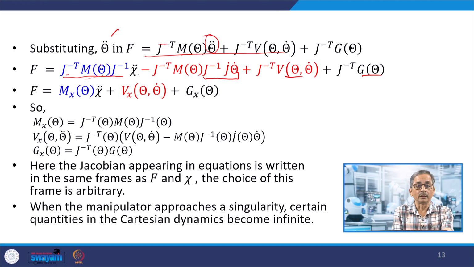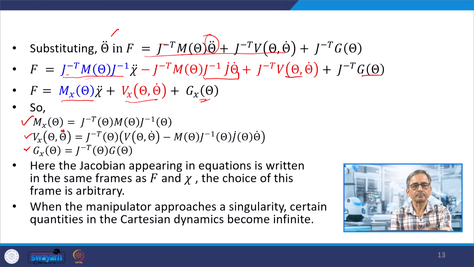So, for this blue color expression I am writing M(θ), this red color I am writing as V(θ, θ̇), and the black one I am writing as G(θ), okay. So, this is nothing but what is explained here: M_x(θ), V_x(θ, θ̇), and here it is G_x(θ), okay. So, this is how it is.